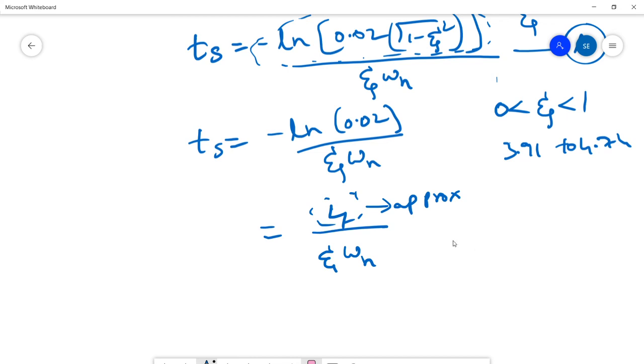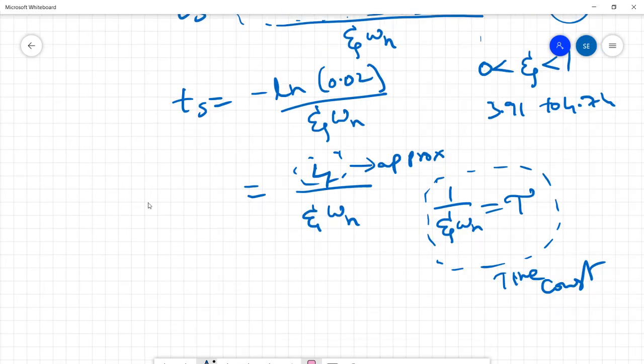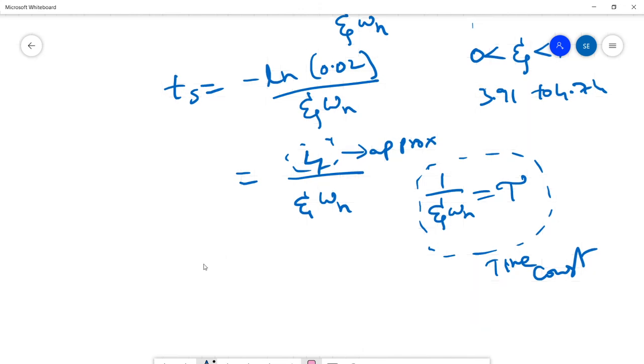Now, 1 by zeta omega n is equal to the time constant tau. For a second order process, 1 by zeta omega n is referred to as the time constant. So ts is 4 times the time constant. As we discussed, the time constant is the time the process takes to reach the maximum of the final value. So ts is equal to 4 time constants.